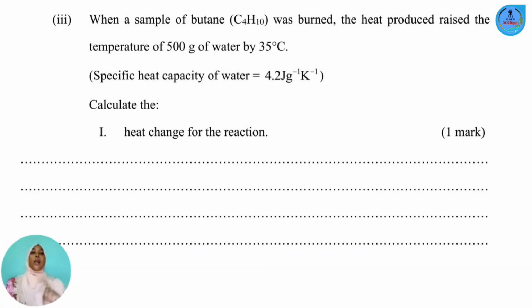And by the way, this was the first hint. The second hint is the temperature was raised by 35 degrees Celsius. So we had an increase in temperature because heat energy was evolved. So exothermic reaction. Now, just a point of note, the temperature was raised by, so that means this is the change in temperature. You've already been provided the change in temperature, and that is 35 degrees Celsius, which would be equal to 35 Kelvin. So the specific heat capacity of water is 4.2 joules per grams per Kelvin. Calculate the heat change for the reaction.